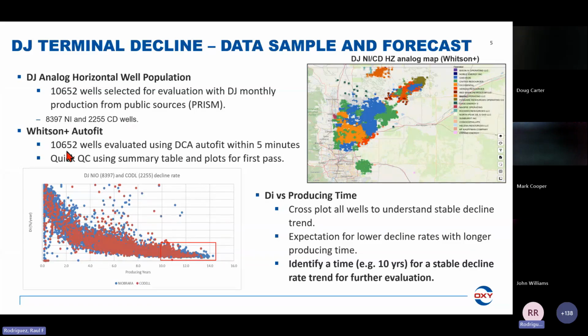But at least when we make this initial pass, we are showing the trend. We can see that actually Niobrara and Codell, despite being a little bit different in terms of permeability and the formation trend, are pretty much comparable, and we can use the same methodology for both for the terminal decline.